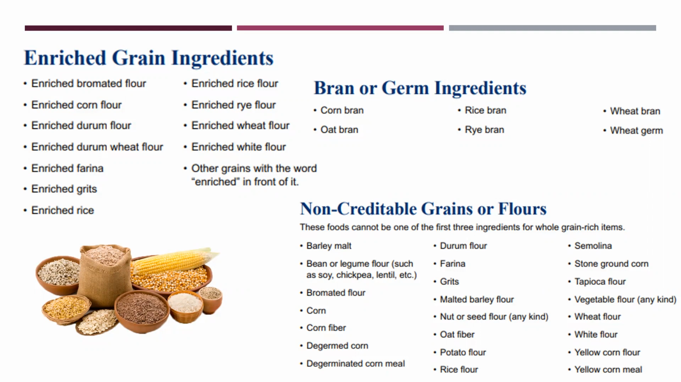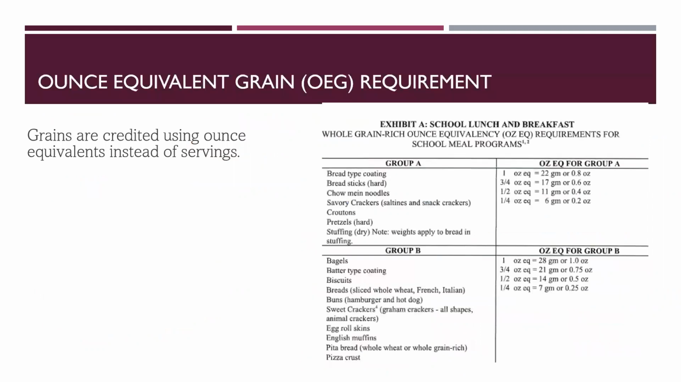I want to draw your attention to the list in the bottom right-hand side of the slide, which provides examples of non-creditable grains or flours. Using the list on this slide and the previous slide will help you determine whole grain rich items in your menus using the rule of 3.